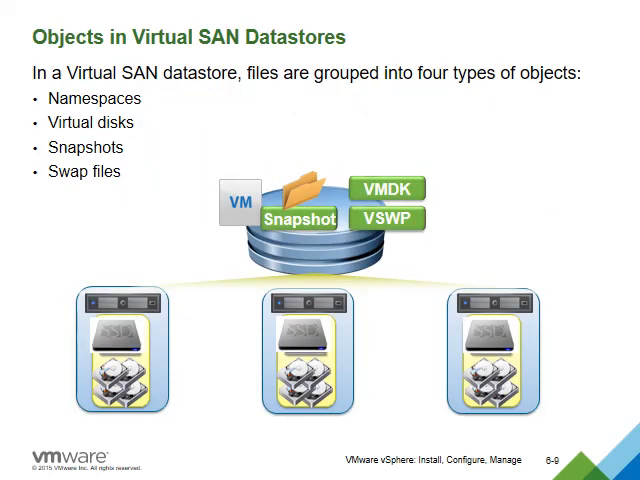Objects in a virtual SAN data store. In a virtual SAN data store, files are grouped into 4 object types. You have namespaces, virtual disks, snapshots, and swap files. So it's really no different than a normal VMFS volume.